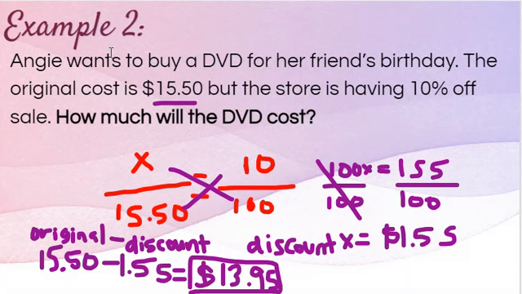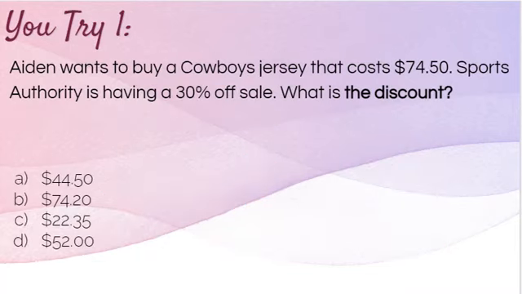Okay, if you need more time, again, you can certainly pause the video. All right, this one you're gonna try on your own. So it says Aiden wants to buy a Cowboys jersey that costs $74.50. Sports Authority is having a 30% off sale. What is the discount? Okay, pause the video now and work that problem out.